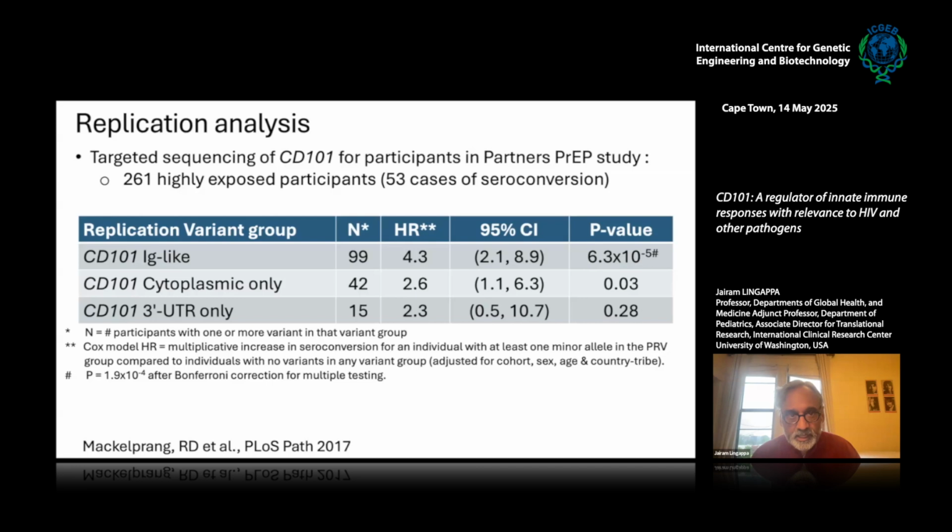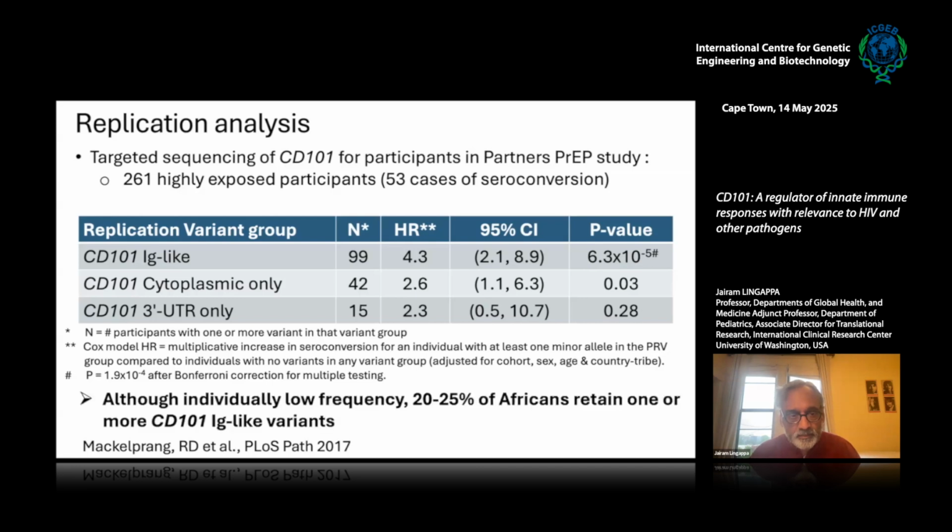The interesting part was that although we had looked specifically at low frequency variants, the fact that these were multiple variants that we were aggregating together meant that 20 to 25% of Africans retained at least one or more of these IG-like variants. So although low frequency, the aggregate burden analysis meant that this had actually significant impact or implications for susceptibility to HIV in African populations.